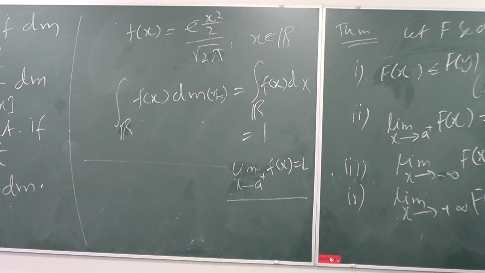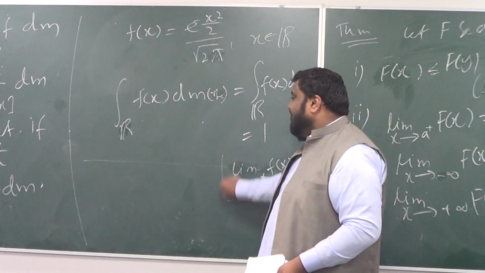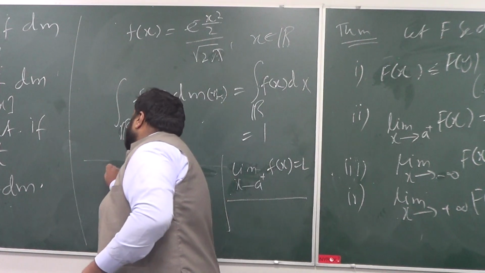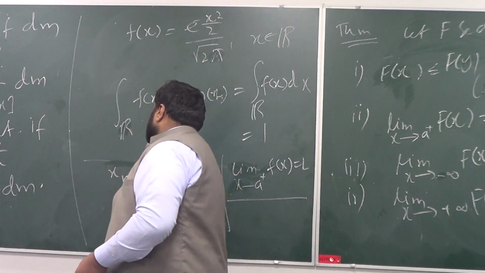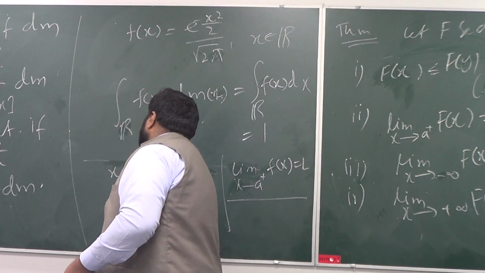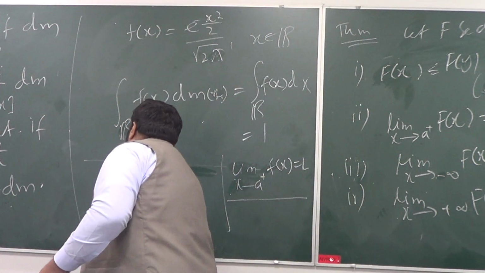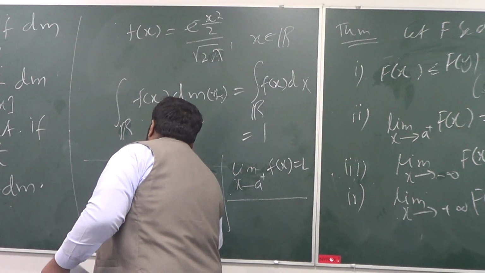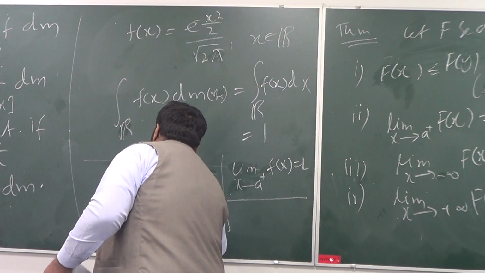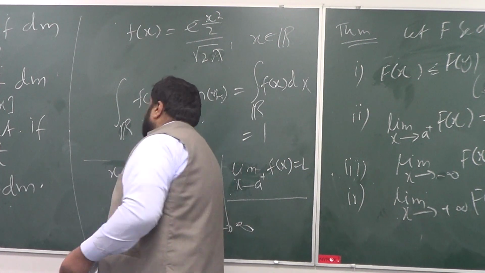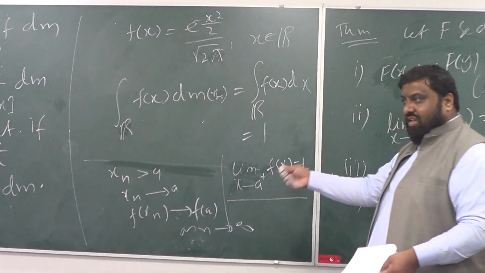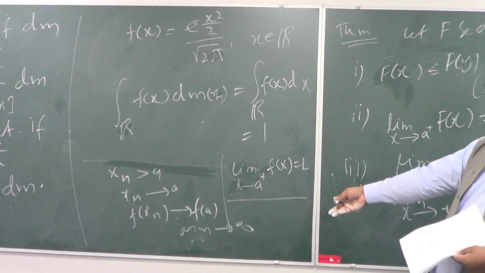For every epsilon there exists a capital N. That's one way to do it. But we also define convergence in terms of sequences. So if I have any sequence which is bigger than a and it converges to a, then f of xn would converge to f of a as n goes to infinity. So this function f is preserving the convergence, and hence we have the continuity.